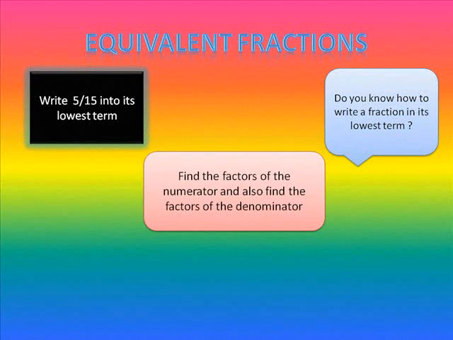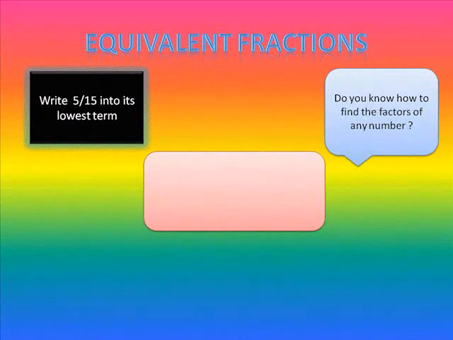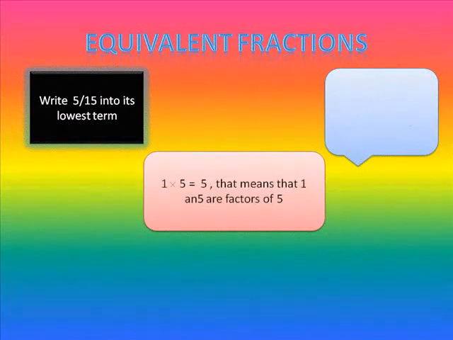Find the factors of the numerator and also find the factors of the denominator. Do you know how to find the factors of any number? 1 times 5 is equal to 5. That means that 1 and 5 are factors of 5.